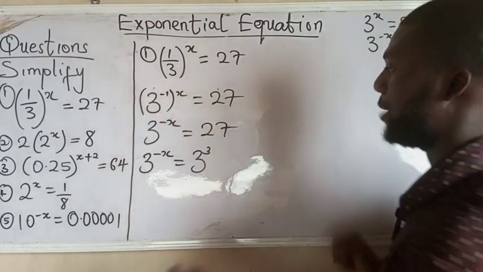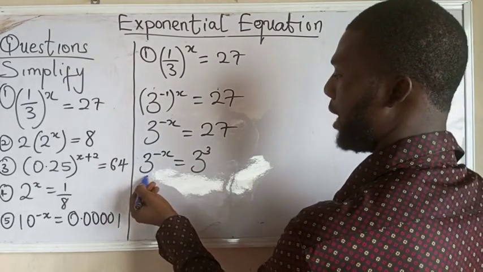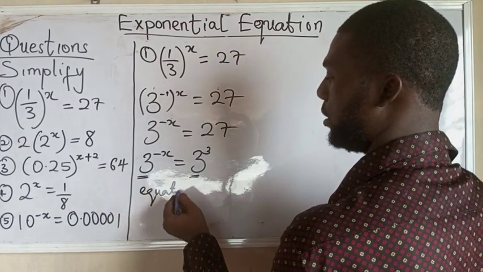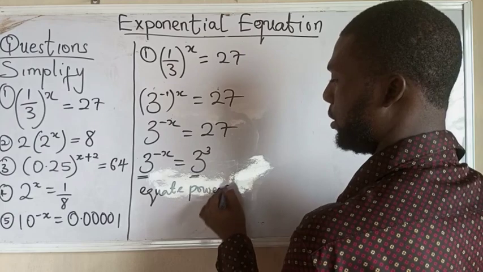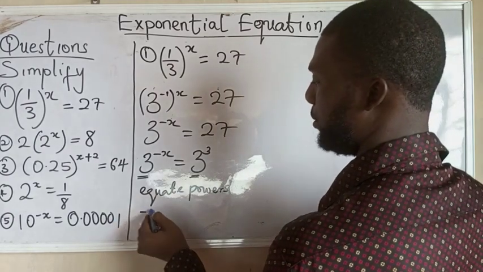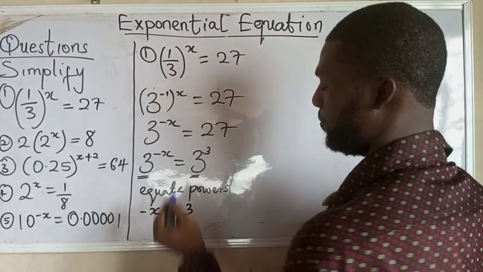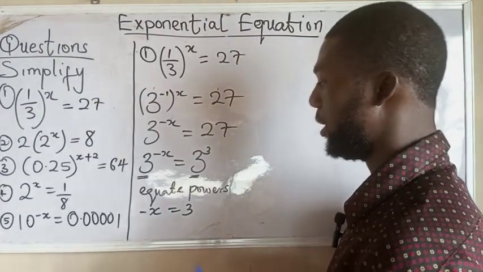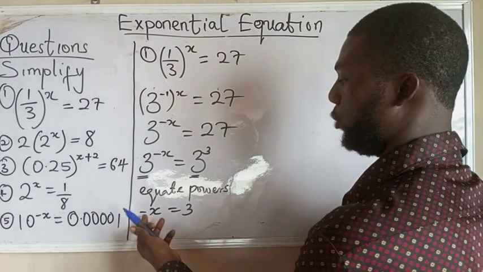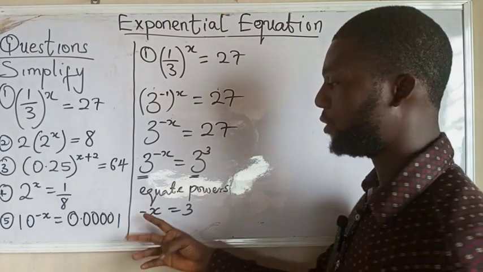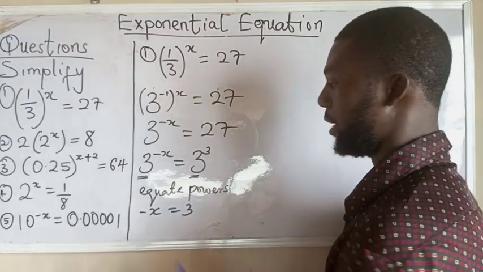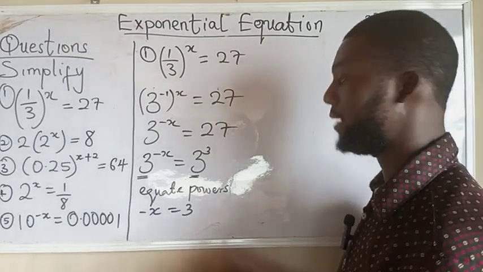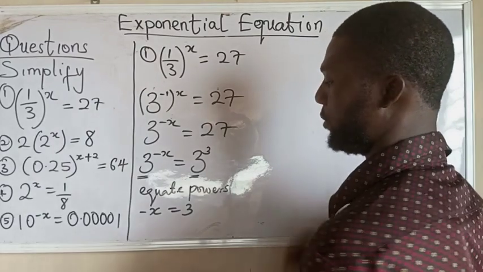So now that we have equal bases here, we equate powers, and we have minus x equals 3. Let's not forget that we are asked to find the value of x and not minus x. So what do we do? We find a means of taking this negative sign away from it for it to be positive, because the question is asking us to find x, not minus x.